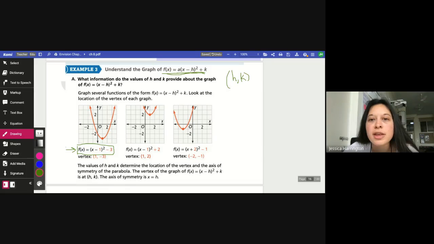Well, h is the number that's being subtracted from x. So in my case, my h, which I'll underline in blue, is 1, the number being subtracted from x. So my x coordinate on my vertex is 1. My k, my y coordinate, is whatever is being added to the function. Well, -3 is being added to the function, so I know my vertex has the coordinates 1, -3. So if I'm plotting these, I can put a dot at 1, -3, and that's going to be the vertex of my parabola, and it's going to open upward.